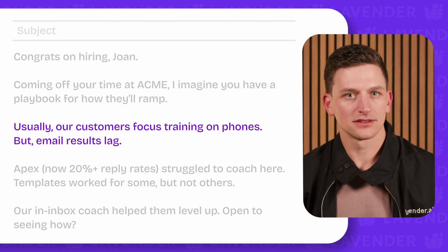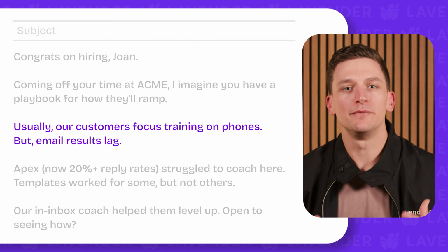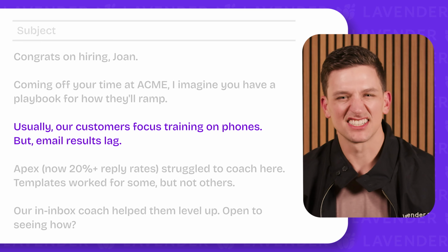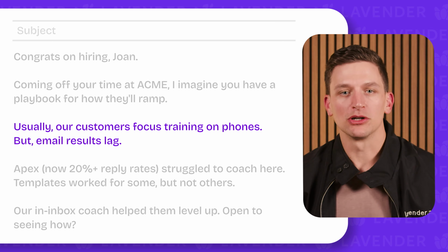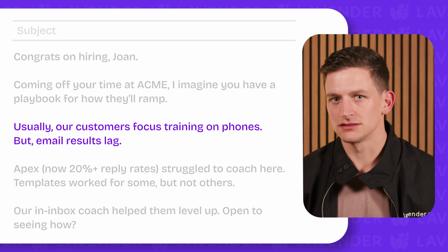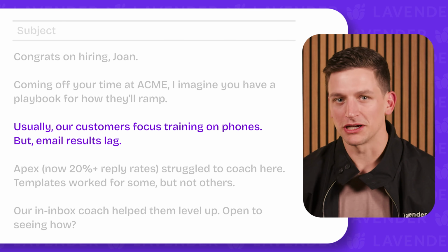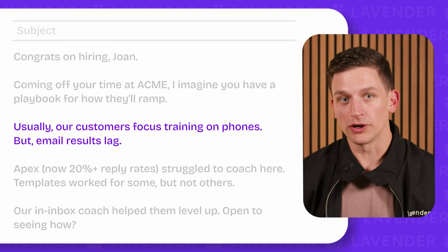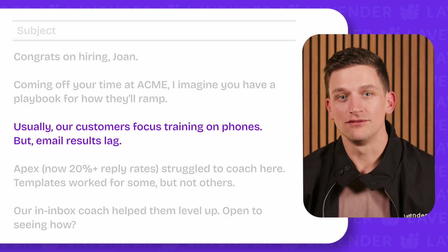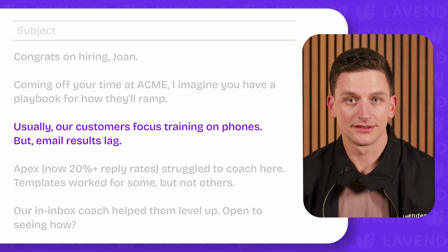This is a transition sentence. You have to transition between parts to keep the logic flowing. We're building credibility by making an assumption from past experiences. This sets up, but email results lag. To introduce the problem, I broke these into two sentences. This is intentional, it's based on data. Each long sentence hurts reply rates by about 17%. So breaking at that comma makes the email easier to skim and puts more emphasis on the contrasting but clause. Part two of the framework is introduce the problem.